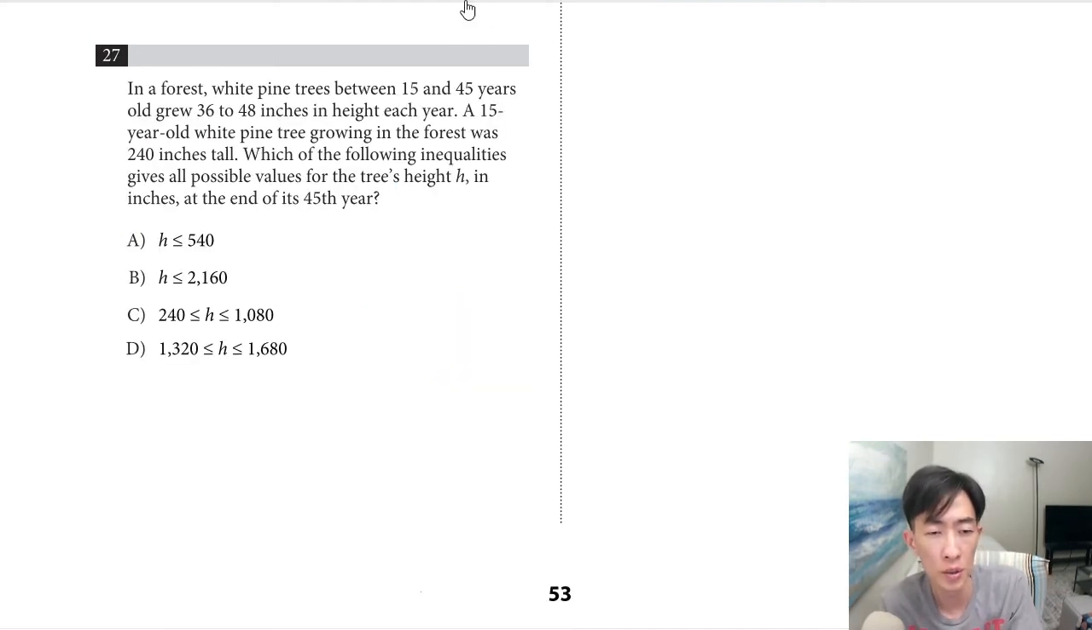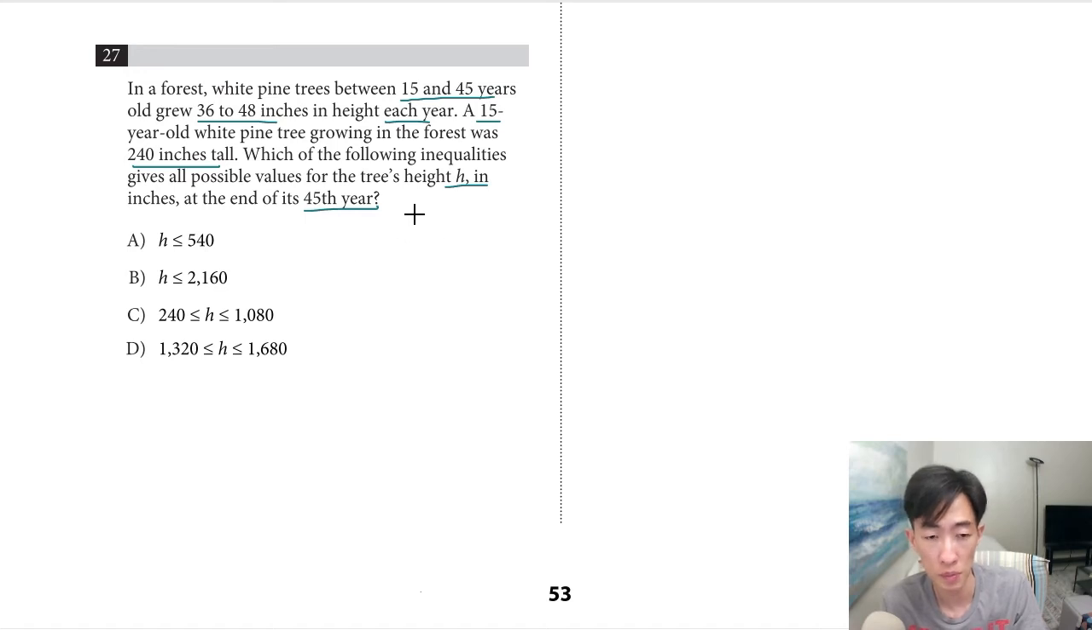27, in a forest, white pine trees between 15 and 45 years old grew 36 to 48 inches each year. A 15-year-old white pine tree growing in the forest was 240 inches tall. Which of the following inequalities gives the possible values for the tree's height in inches at the end of its 45th year? So basically, we've got two possibilities. It's going to grow, the range is anywhere from 36 to 48. The time period is from its 15th year, because it's 15 years old, to its 45th year.